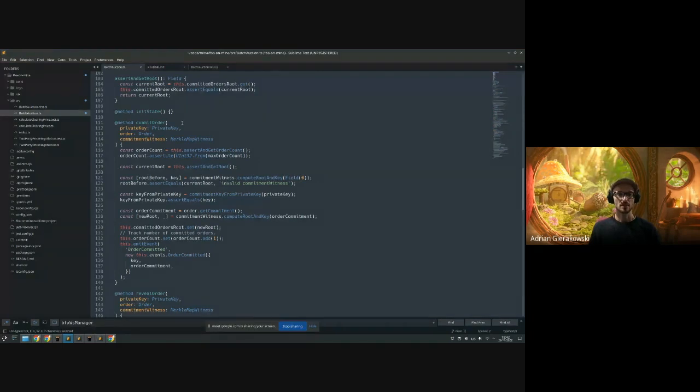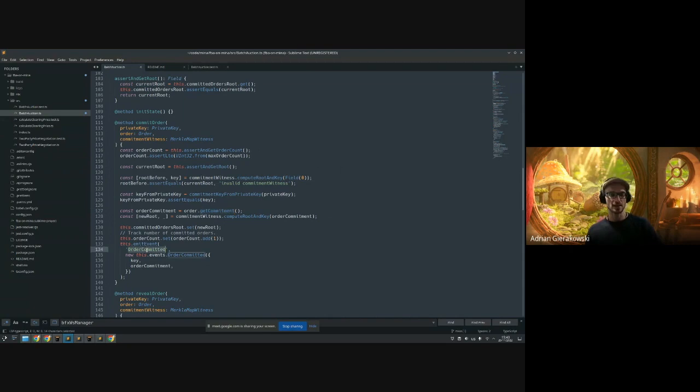So yeah, we have a private key, we have an order, and the order and commitment witness, where you need to know the current state to change the state to a new root. So here we assume that the commitment witness for your key, which is your public key calculated from the private key, has to be 0, meaning it's not present, and then you can commit to your order, where we get the order commitment, which is just the hash of that order, and we update the root.